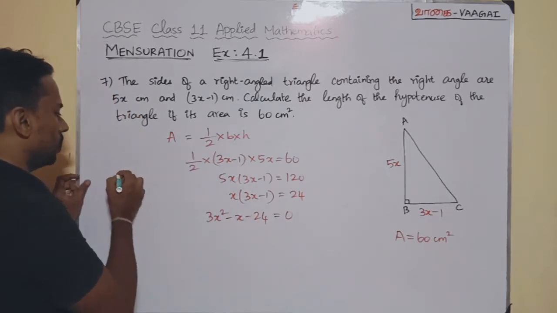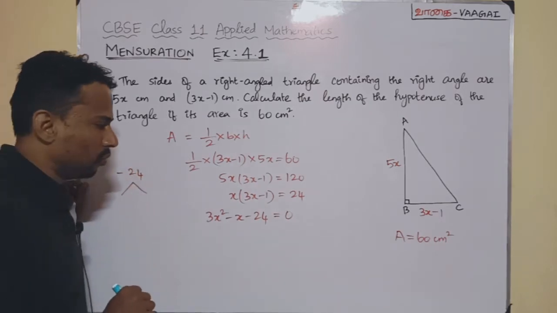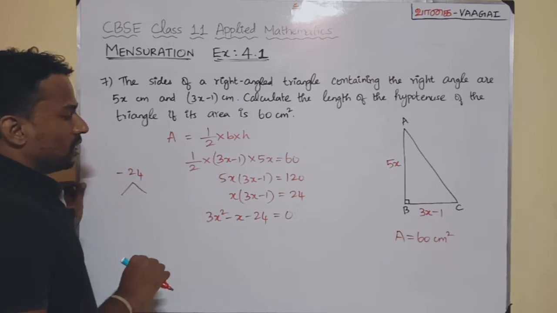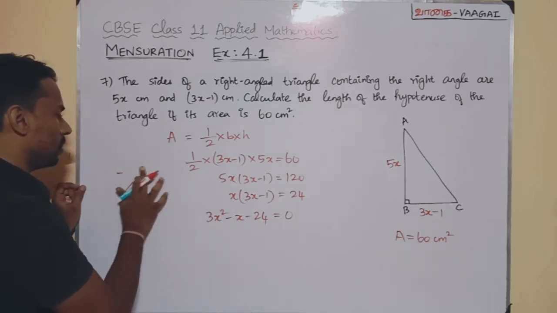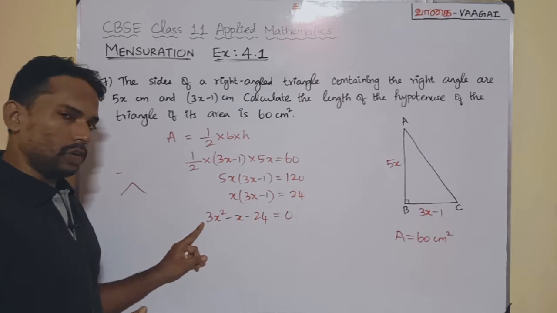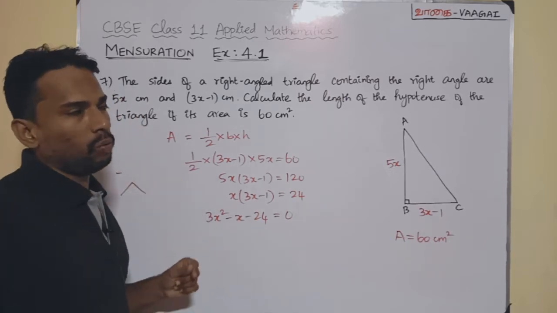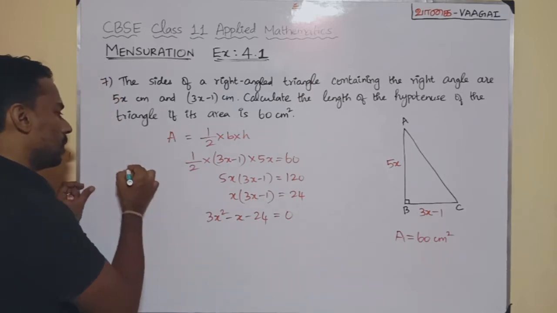I have my constant term as minus 24. So how can I break this minus 24? Oh, I'm sorry. We need to multiply, not just use minus 24, because here the coefficient is actually 3, correct? So I need to multiply this 3 into minus 24. So 3 into 24 will give you what? 3 into 24 will be 72, right? So that means minus 72.